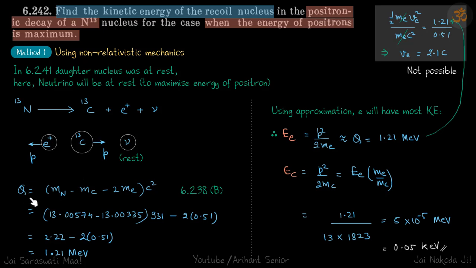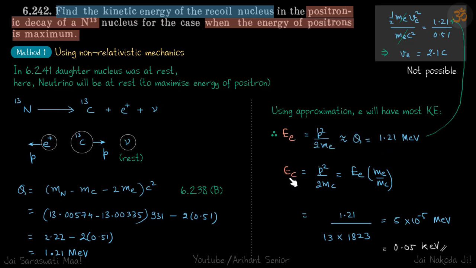So we'll write the Q value, and we have seen that for the beta plus decay, this is the formula for the Q value. So we'll just put those values and get this answer. So this is the energy between this and this. Now again, using approximation, electron will have most kinetic energy. So we'll give all the energy to the electron and find the value of momentum. So energy of electron is equal to P square by 2me is equal to Q value. So we are giving all the energy to the electron.